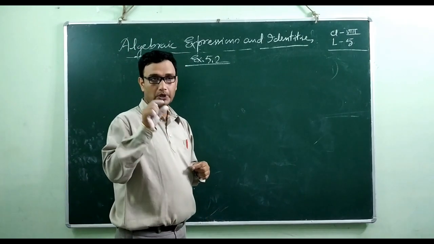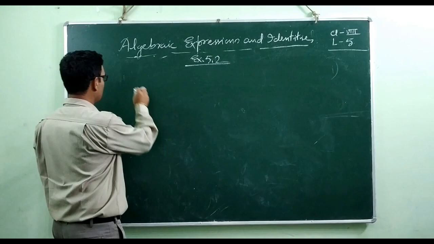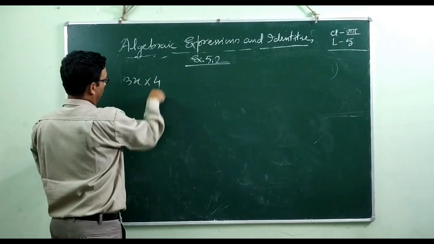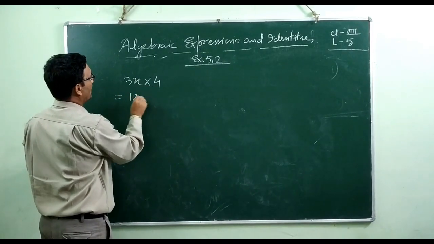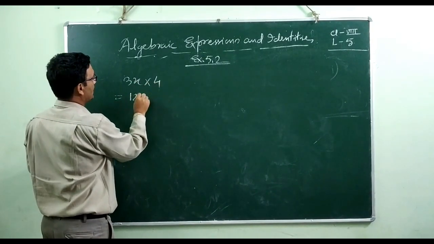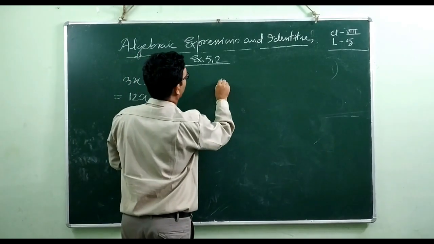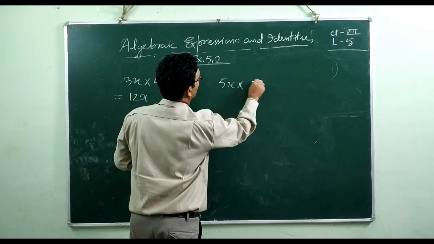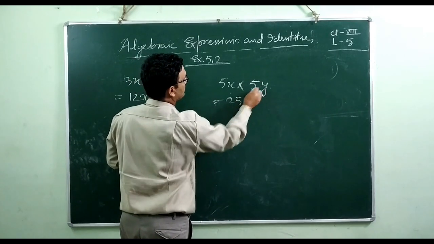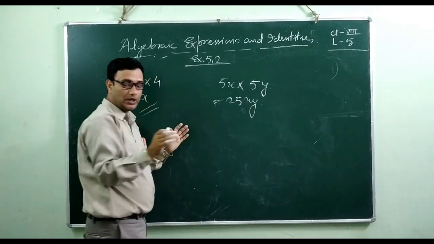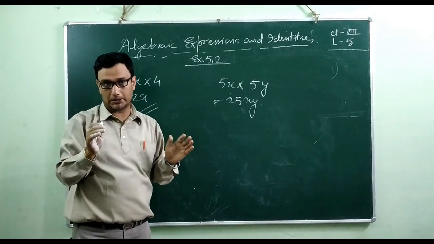Suppose the terms are monomials, for example 3x into 4. How do we multiply? 3 times 4 is 12, and x has nothing to multiply with, so it stays x. For example, 5x into 5y: 5 times 5 is 25, and x into y means xy. This is how monomial terms are multiplied.